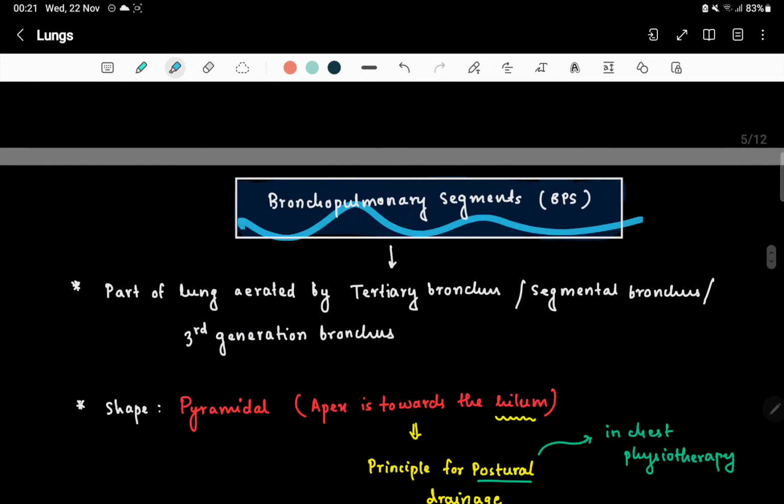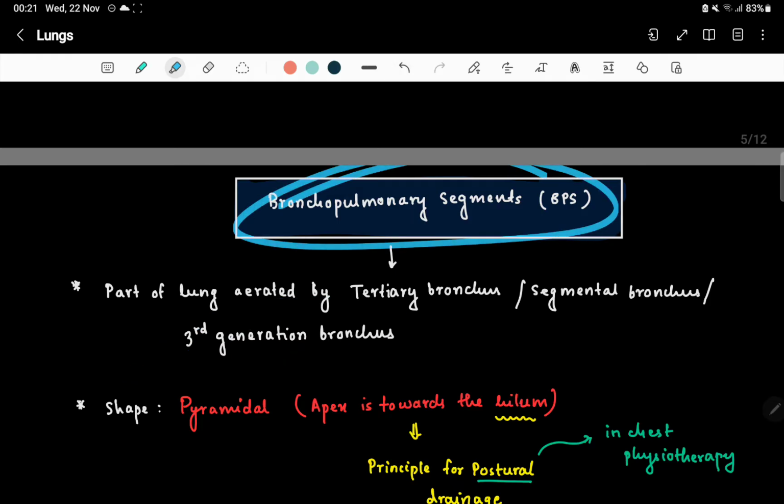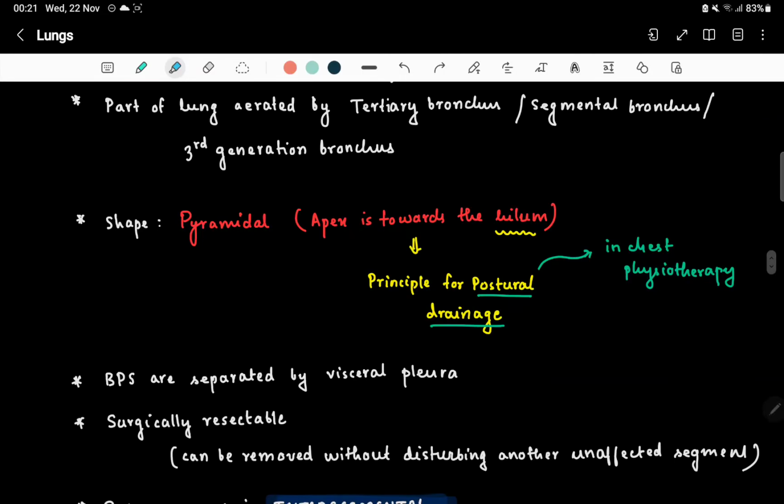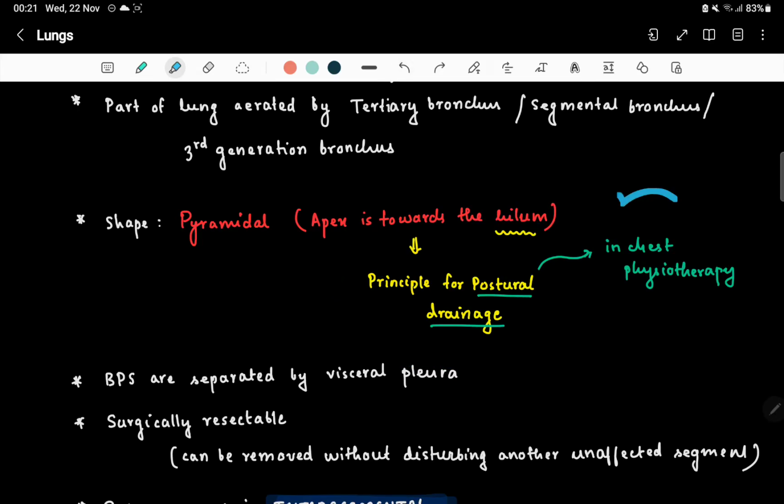Let's talk about the bronchopulmonary segments. The BPS is the part of the lung aerated by the tertiary bronchus, or the segmental bronchus, the third generation bronchus. These are called the bronchopulmonary segments. What is the shape? It is pyramidal, with the apex towards the hilum, and this is the principle for postural drainage in chest physiotherapy.